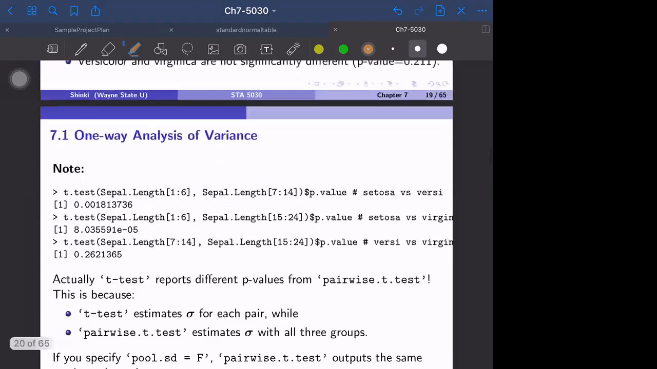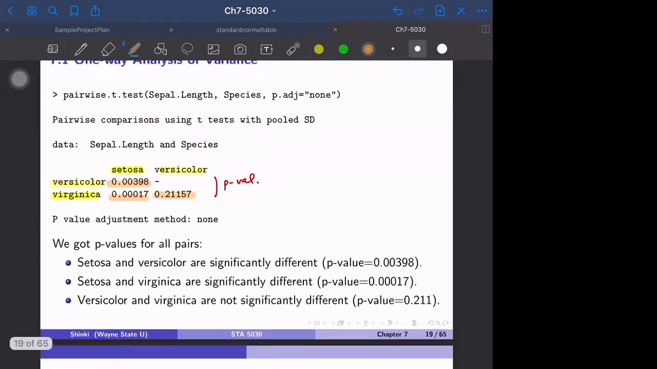This is done by the pairwise.t.test function. You put just the sepal length, the variable, and the species, which is the definition of groups. This defines groups, and I will explain this later. And you can get this at once.